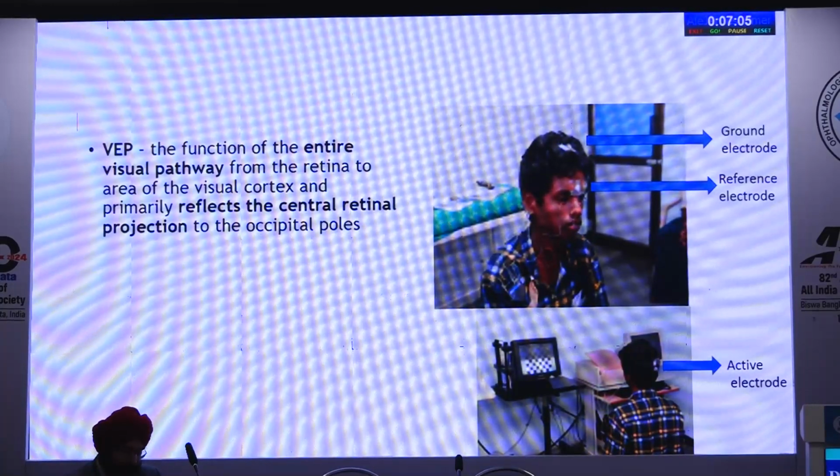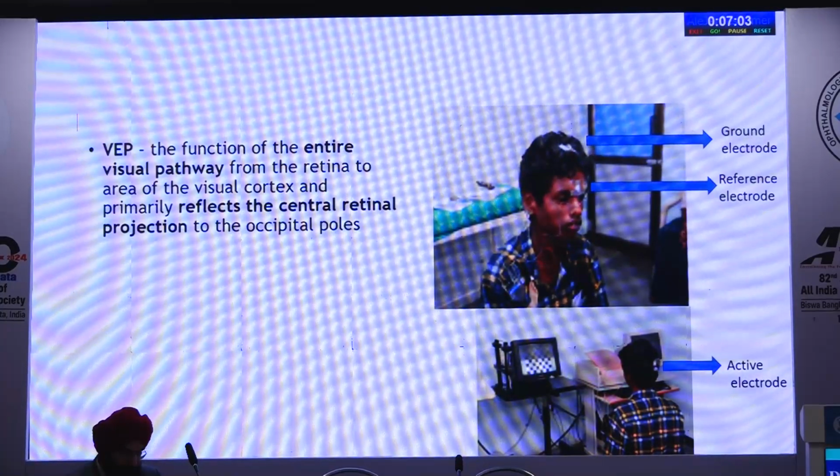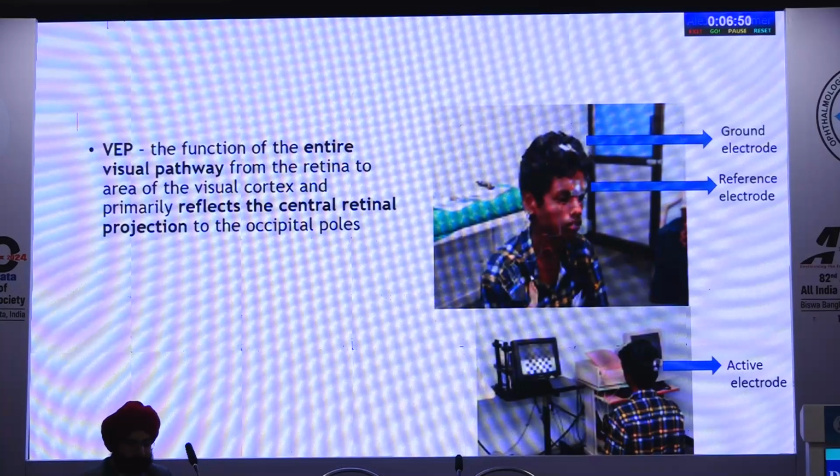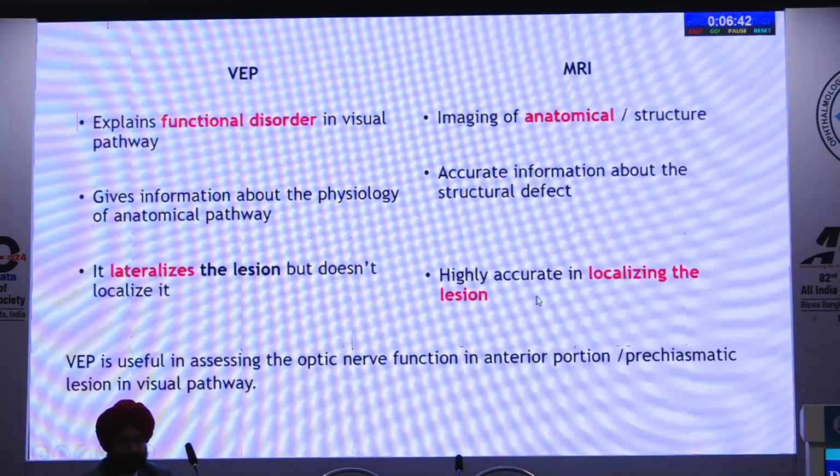So a VEP is defined as a function of the entire visual pathway from the retina to the area of the visual cortex, and primarily reflects the central retinal projection to the occipital lobes. In a nutshell, we can say that VEP is a localized form of an electroencephalogram of the occipital lobe. So that is what a VEP is. These are all the various electrodes which are placed.